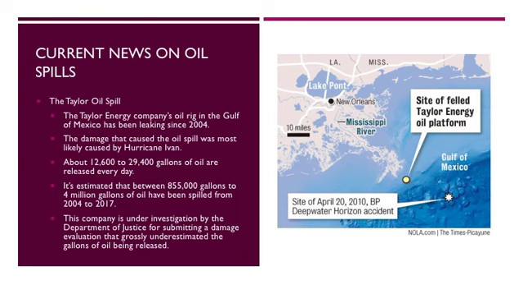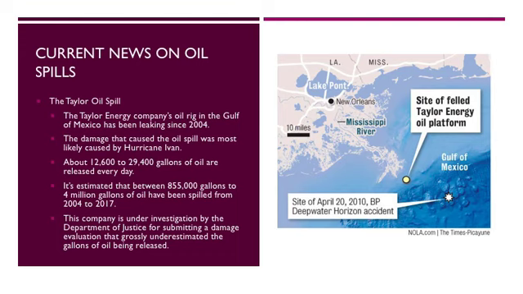So, what's the current news on oil spills? The Taylor oil spill. The Taylor Energy Company's oil rig in the Gulf of Mexico has been leaking since 2004. This means it had been leaking for 6 years before the Deepwater Horizon oil spill. The damage that caused the oil spill was most likely caused by Hurricane Yvonne, and about 12,600 to 29,400 gallons of oil are released every day.